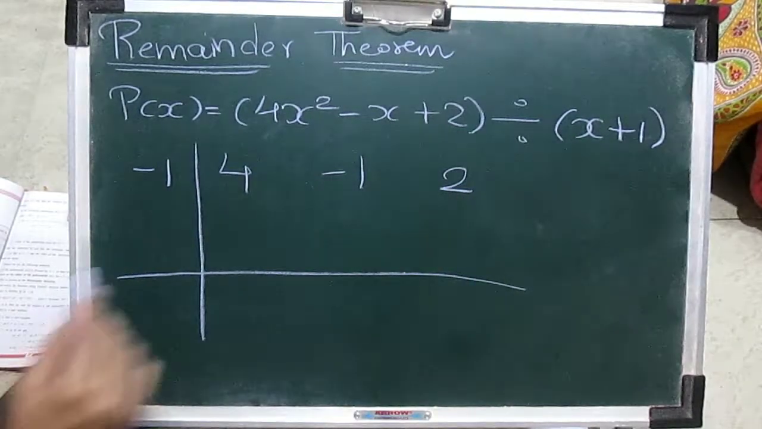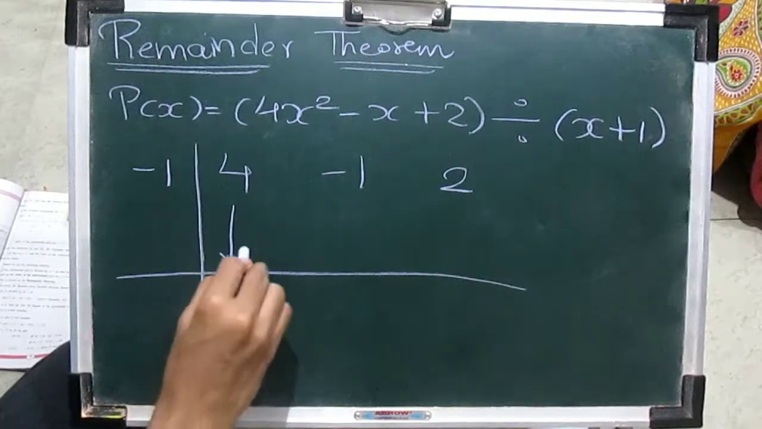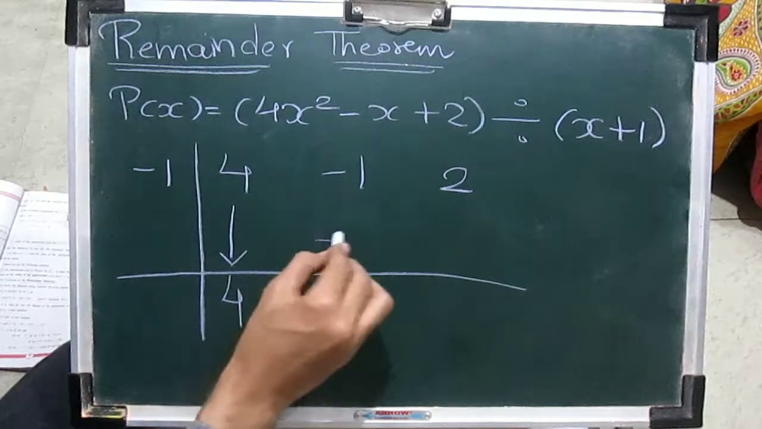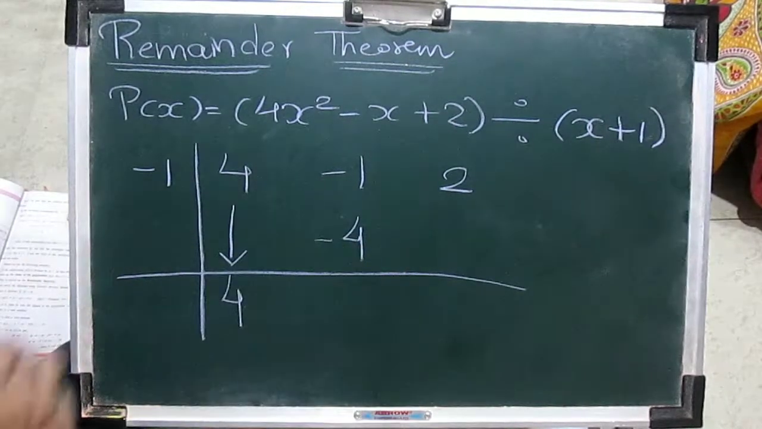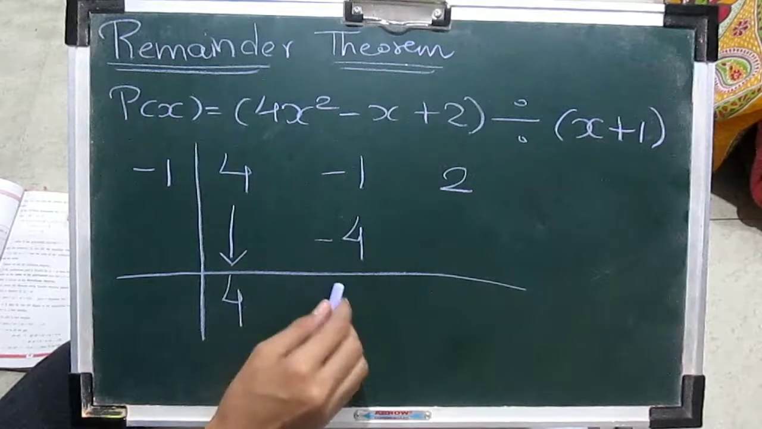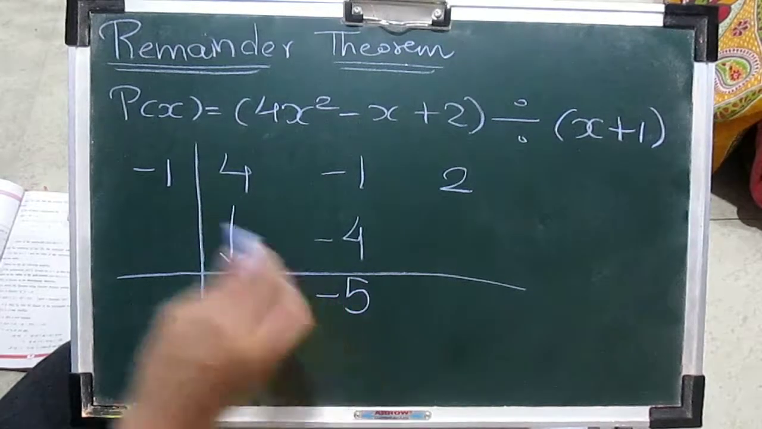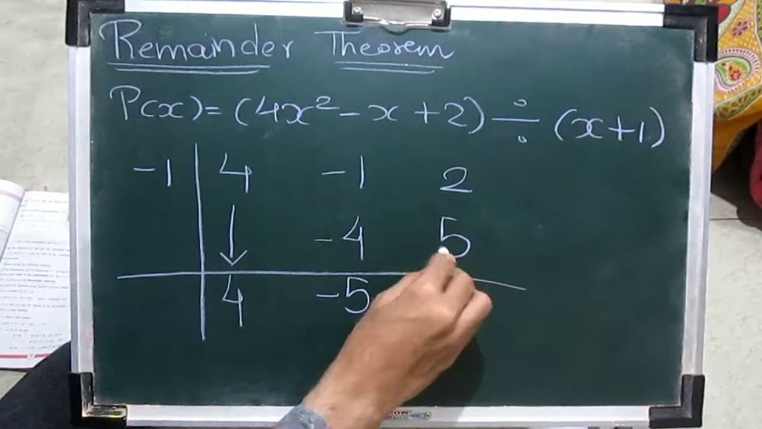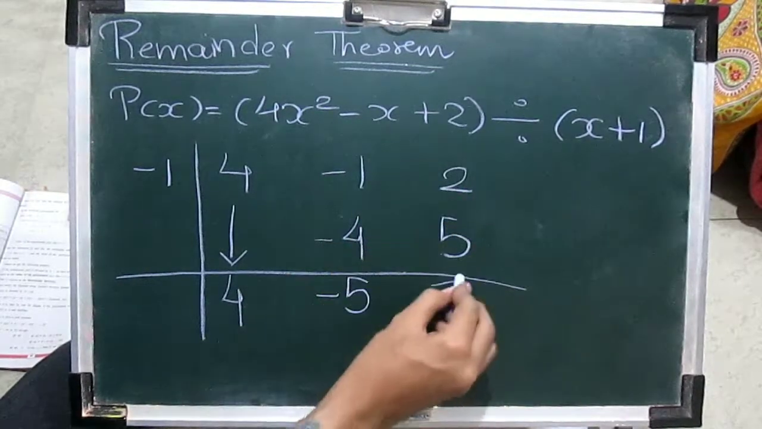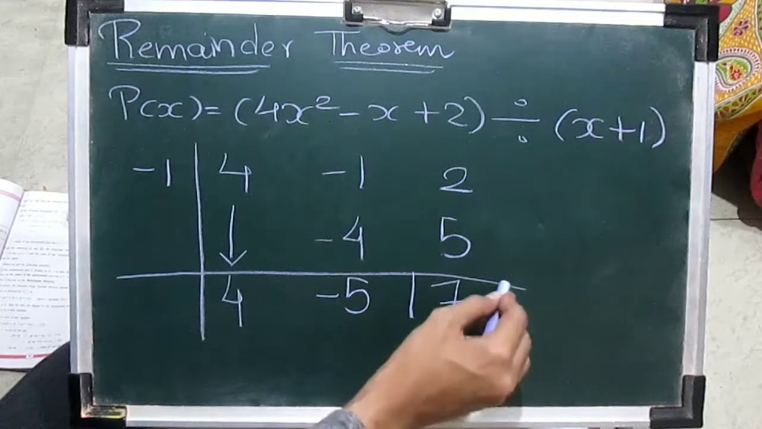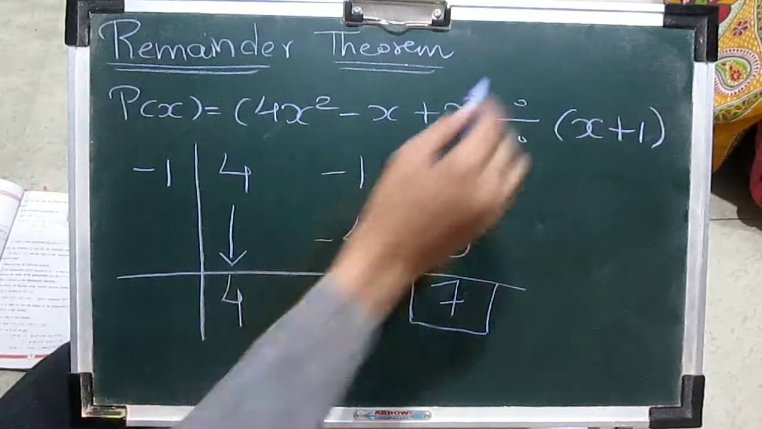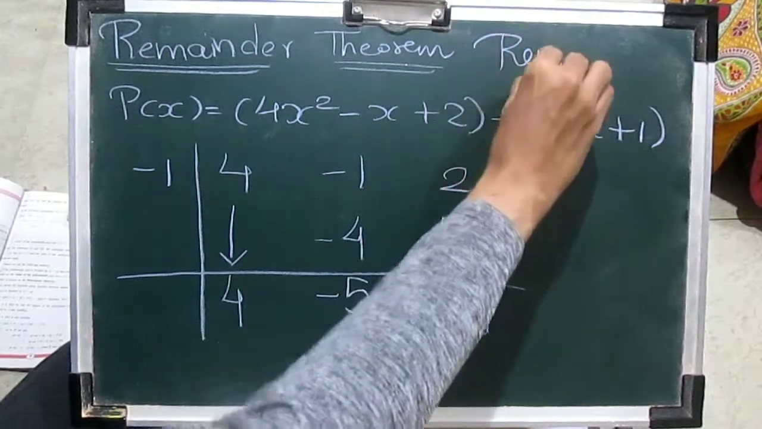Then we know the first should be written as it is, then minus 1 into 4 is minus 4, correct? Now I'm going to add, so it becomes minus 5. Minus 1 into minus 5 is 5. I'm going to add, I get 7, and this 7 is nothing but my remainder, correct? So my remainder in this case is 7. I will write over here, my remainder is nothing but 7.